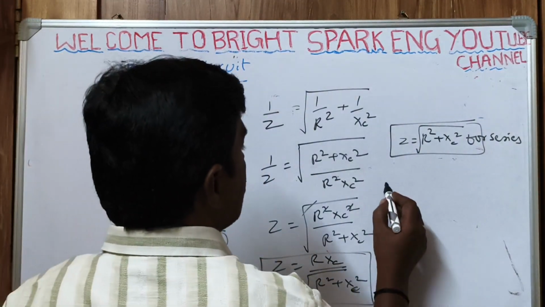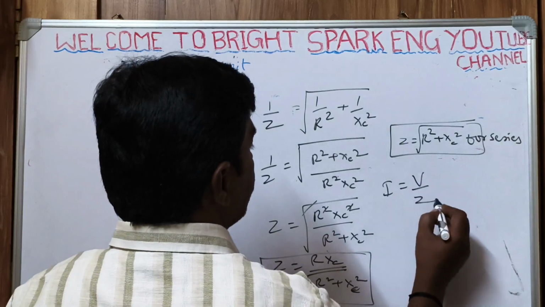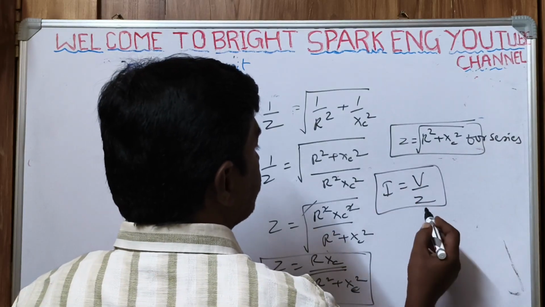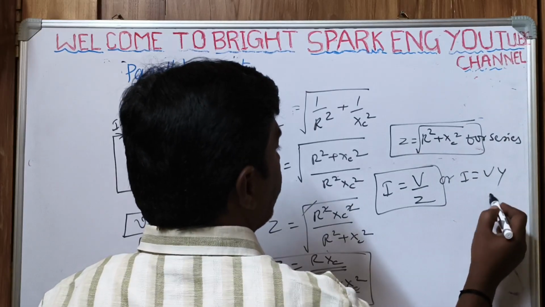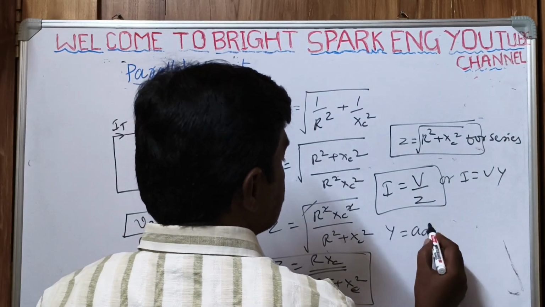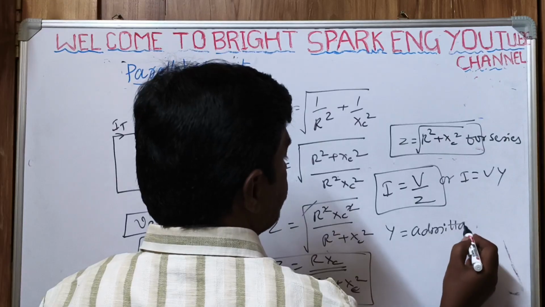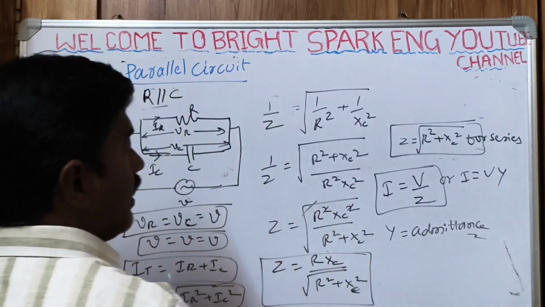Total current you will find out means I is equal to V by Z, or I is equal to V into Y. Here Y is admittance.